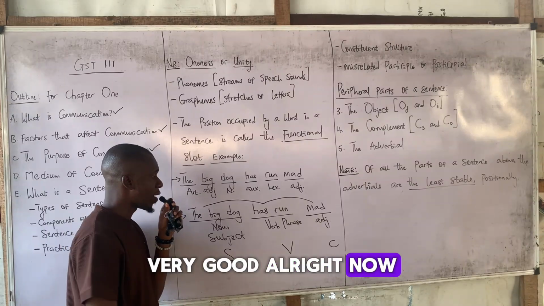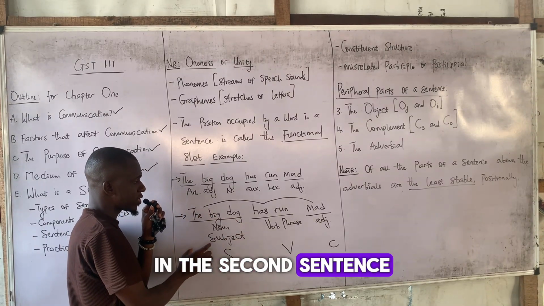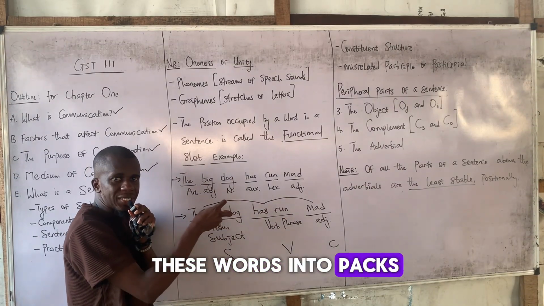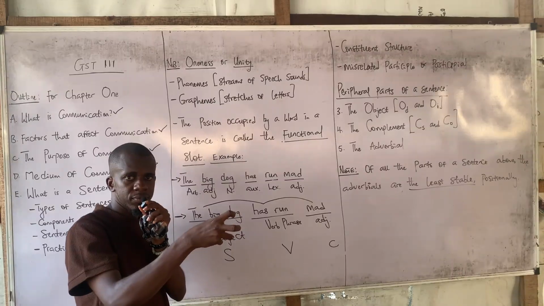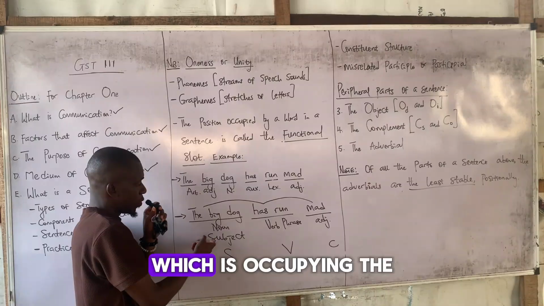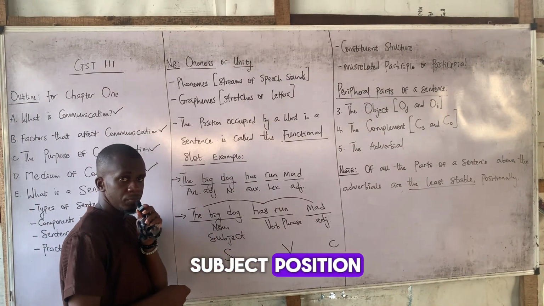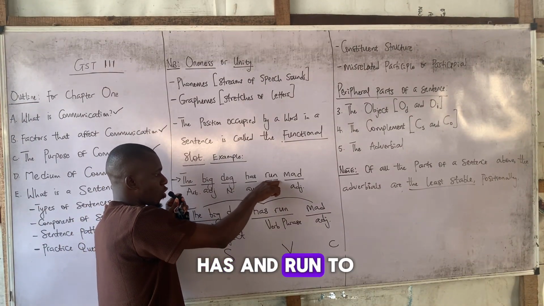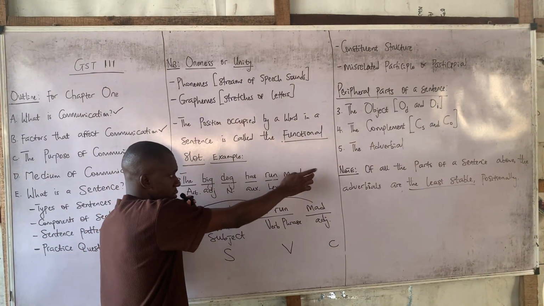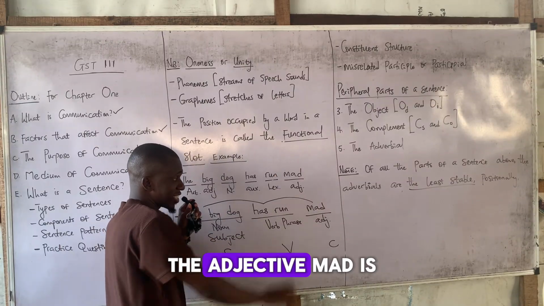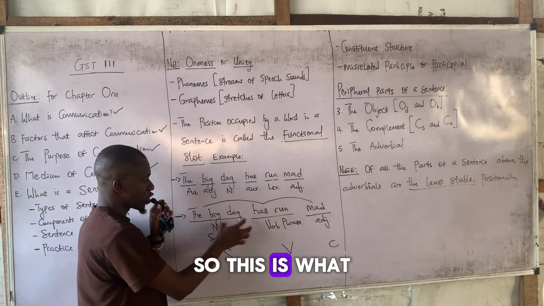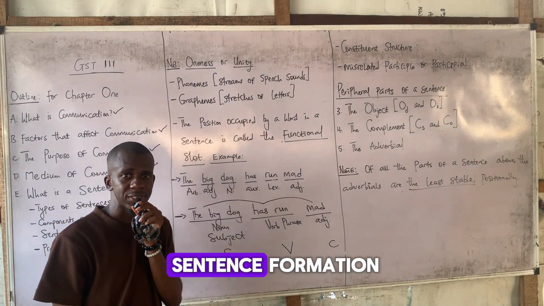All right. Now, in the second sentence here, the big dog has run mad. I combined some of these words into packs or groups or pockets. Here, I combined the big dog and it became a noun, which is occupying the subject position. I combined the verb has and run to form the verb phrase. And the adjective mad is coming at the end. You can see that clearly. Good. So, this is what we call grouping in sentence formation.